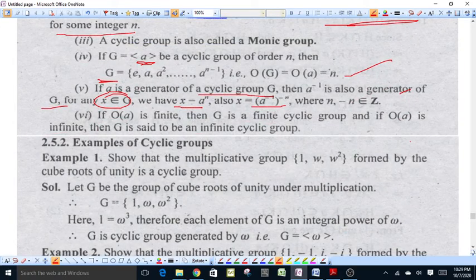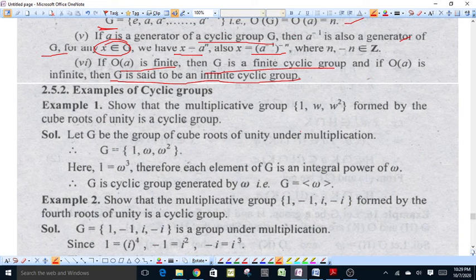If order of A is finite, then G is a finite cyclic group, and if order of A is infinite, then G is said to be an infinite cyclic group. Now we take some examples of cyclic group.